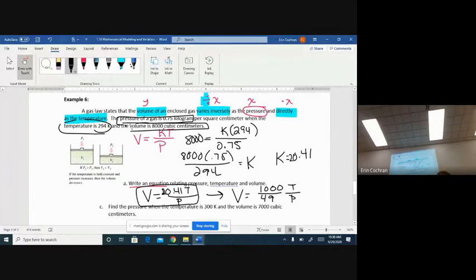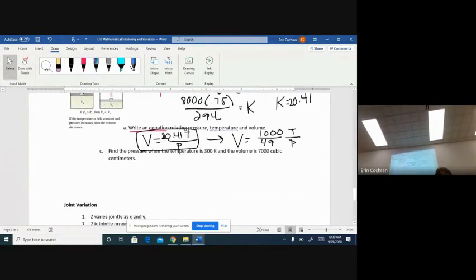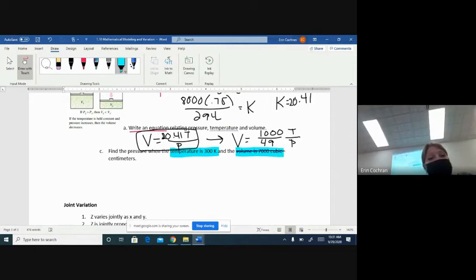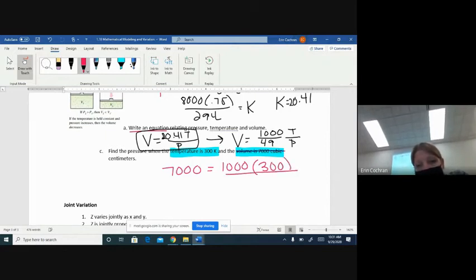Sorry. All right, so I left it as a fraction. That's why I didn't know what the decimal was. So either way, now, can we find the pressure when the temperature is 300 and the volume is 7,000? Yeah. Where would this 300 go? In the T, yep. And where would those 7,000 go? In the V. So I have 7,000 equals 1,000 times my temperature, which is 300, over 49p. And now, can we solve that?